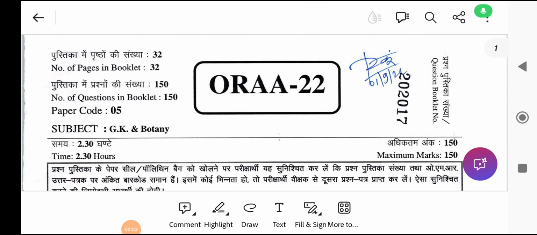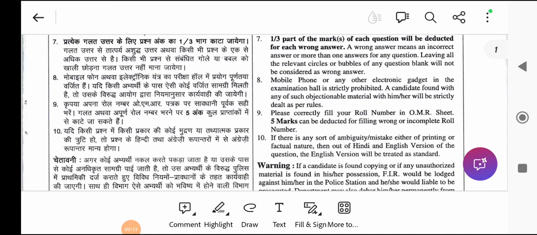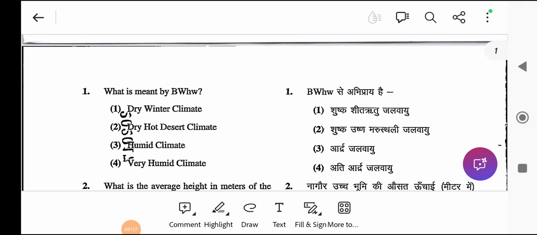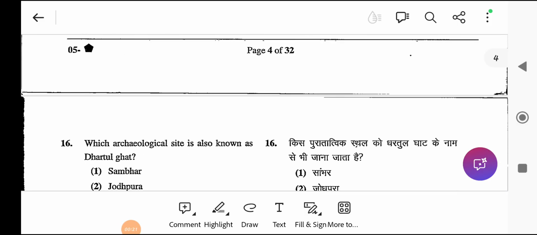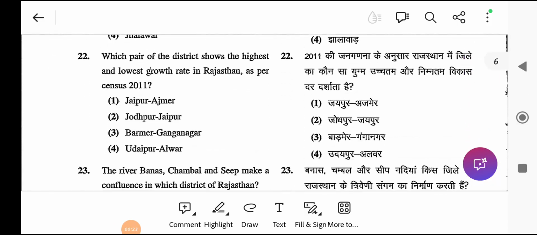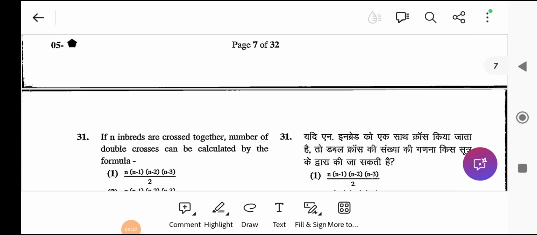Hi friends, today we are going to solve RPSC AARO Botany paper 2, which the exam was in August 2022. So we will solve the botany part. First is the GK part, which we are not discussing, we are only discussing the botany part. So the botany part starts from question number 31.